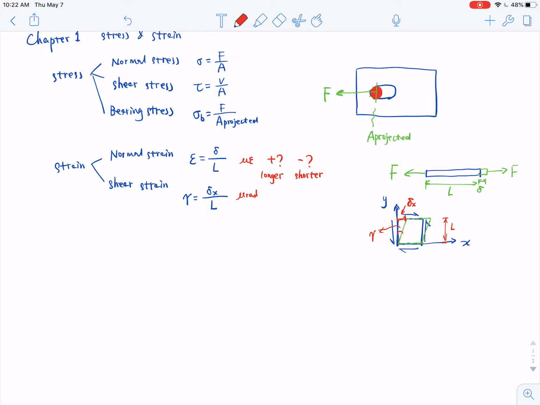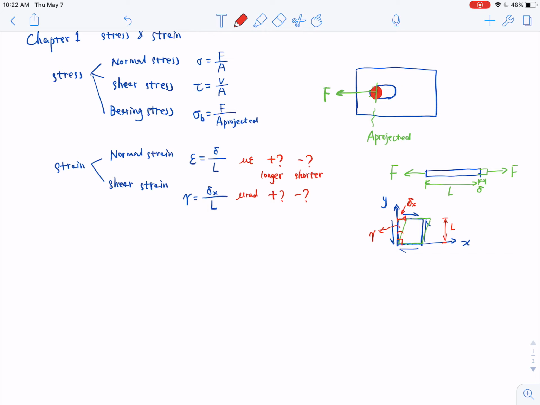But when this angle is small, it doesn't matter, since gamma will equal sine gamma equal tangent gamma when the angle is small. More important is the positive and negative. So what is the positive gamma? What is the negative gamma? Assume that in the beginning, the angle between x and y is 90 degrees. If after deformation this angle between x and y becomes smaller than 90 degrees, is that positive or negative? That would be positive, okay?